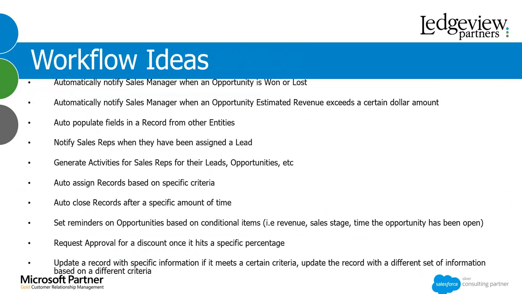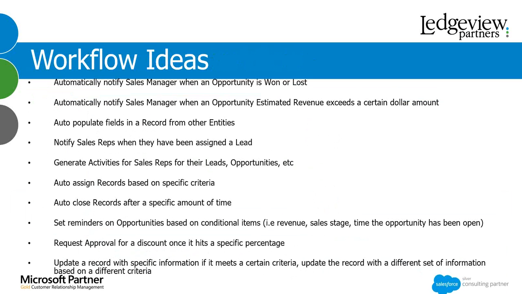You can send them a note so they don't have to go and look for these. You can auto-populate fields in a record from other entities. So you can update a record and populate that with information from an opportunity to a lead, things like that. You can also notify a sales rep when a lead has been assigned to them.